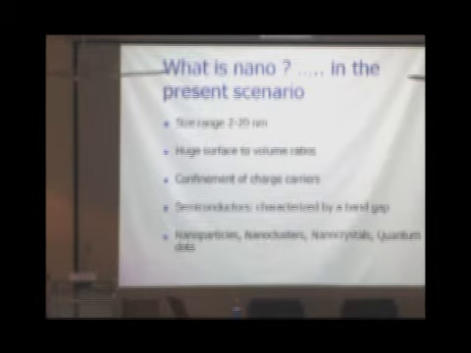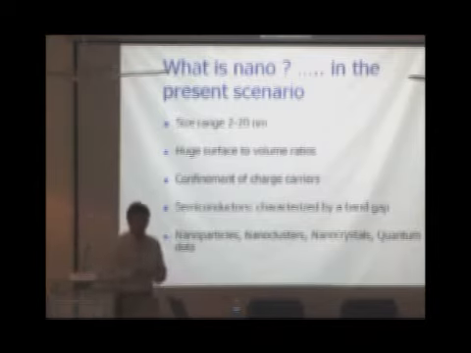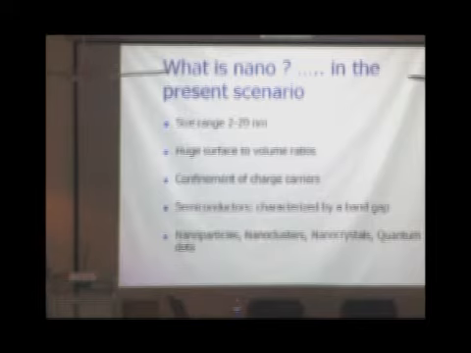Of course, they have a huge surface to volume ratio. And because of that, typically a 1 nanometer particle is all surface; there's nothing like a bulk. So a lot of properties, and in particular luminescence, is governed by the surface atoms. We'll have one of these examples in today's presentation.